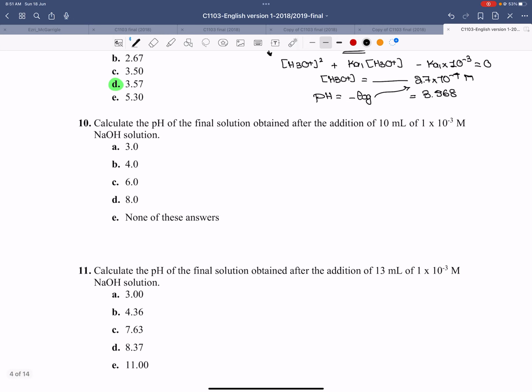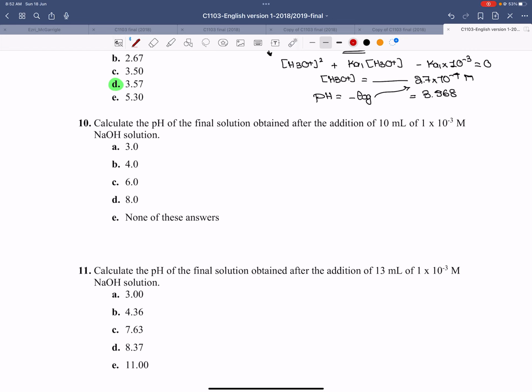Number 10. Calculate the pH of the final solution obtained after the addition of 10 milliliters of 10-3 molar NaOH. This is basically a titration reaction. Okay, it's not titration because it's not drop by drop. Usually titration is done drop by drop so you can do the curve, but this is a complete reaction with a strong base. So it's similar. It's basically a neutralization reaction.